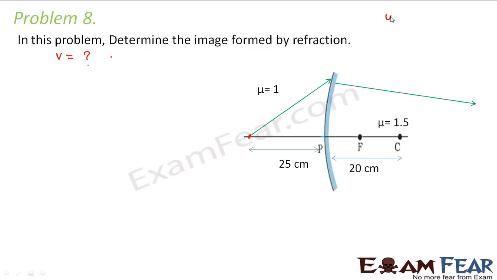Here U, that is the distance of the object, is given as 25 centimeters. This will be negative because it is opposite to the direction of the incident ray. Radius of curvature R is given as 20 centimeters, because R is nothing but the distance of the center of curvature from the pole. So this would be positive. Mu1 is equal to 1 and mu2 is equal to 1.5.